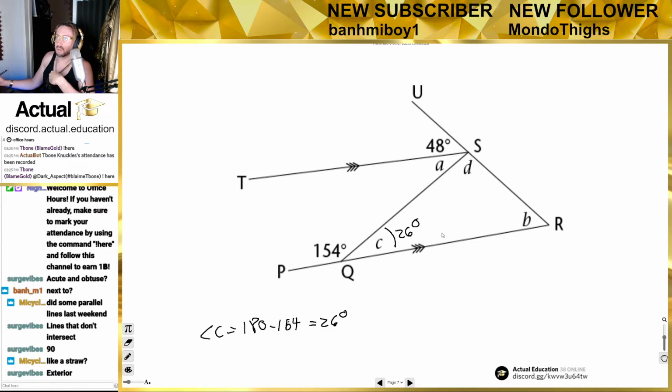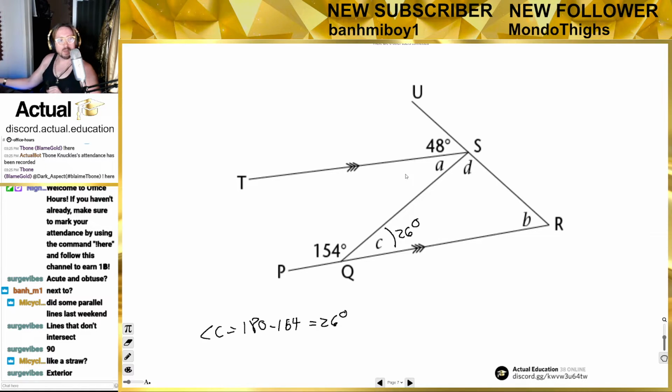Is angle USQ the same as TSQ? So USQ would be this angle, right? TSQ would be this angle. So those can't be the same, obviously, right? USQ is this whole one right here, that's the whole line.